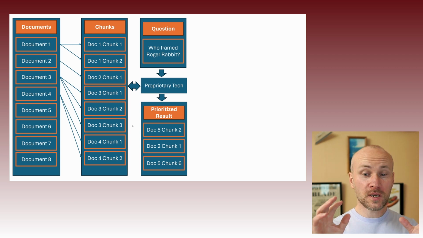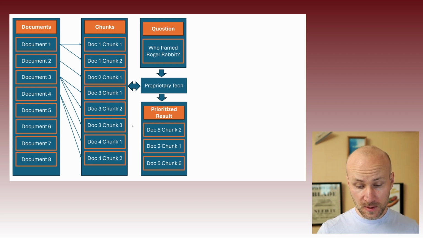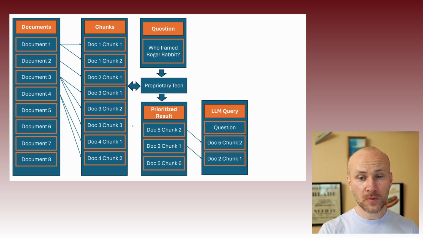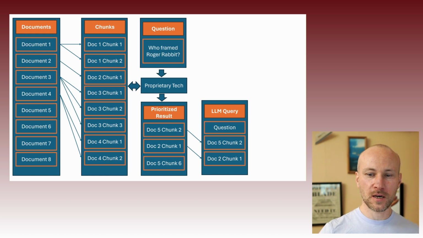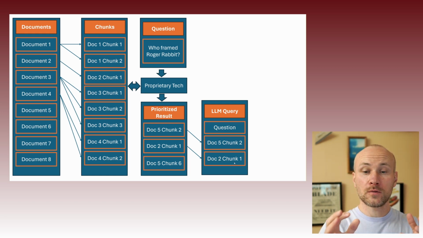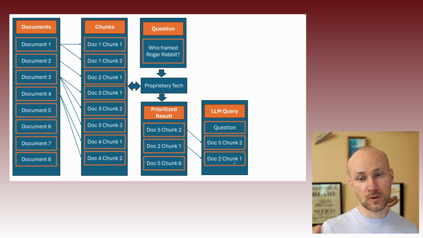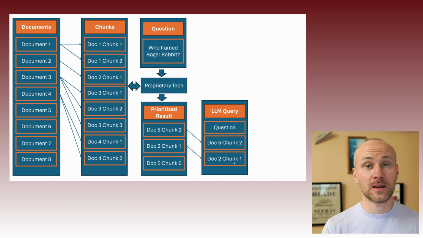Now we can take these chunks and say, okay, I'm going to take the top 2 and combine them with my original question, right? I'm going to combine it with doc 5 chunk 2 and doc 2 chunk 1. Can you take 3? Yes. Can you take 4? Sure. But at some point, you're going to max out your context window, so you can't take everything, right?